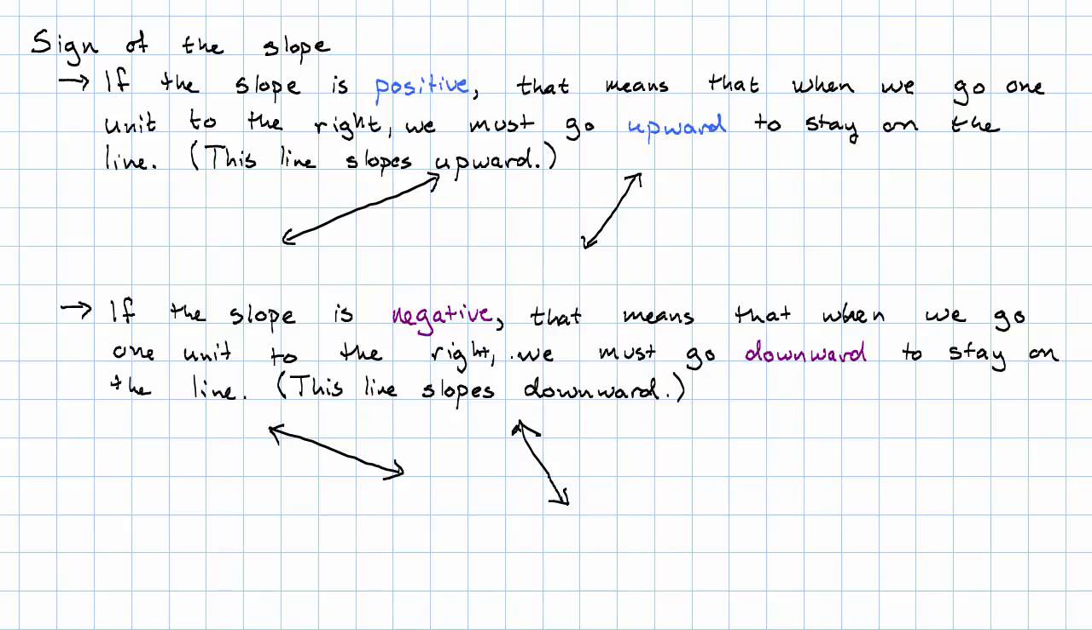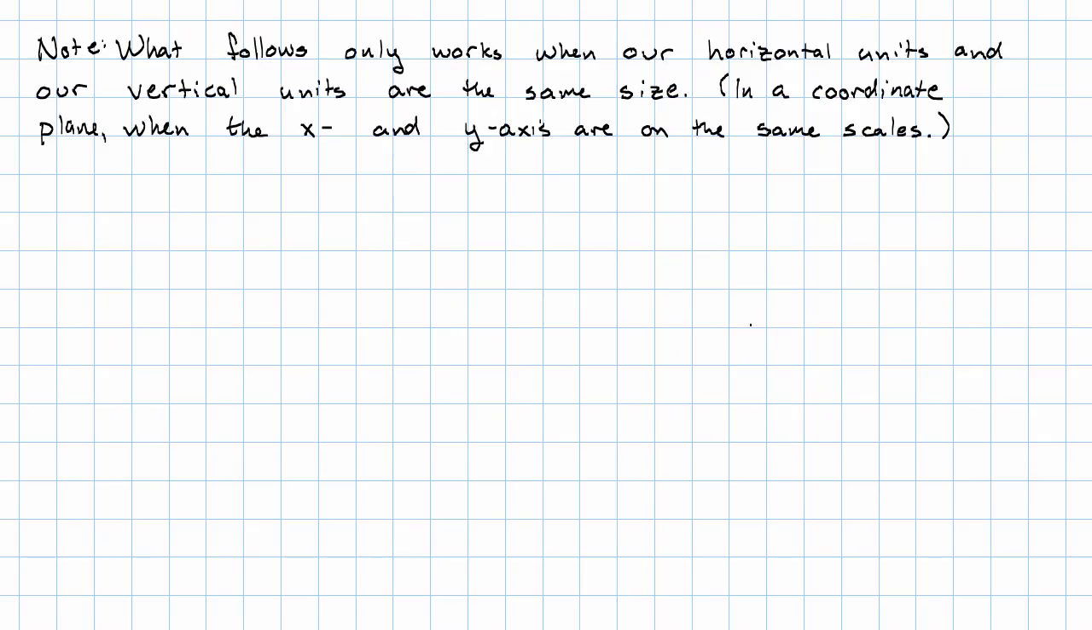There's more that we can tell by looking, though, than just the sign of the slope. We can also tell something about how big or how small a number it is. Now, what I'm about to tell you only applies when the horizontal and the vertical units are the same size. When we're measuring our horizontal distance in the same units as we're measuring our vertical distance. On a coordinate plane, then, it only applies when the x and the y-axis have the same scale. But that happens pretty much all of the time, so this is still very useful. It's just that if you give your x and your y-axis different scales, be aware that this no longer applies.